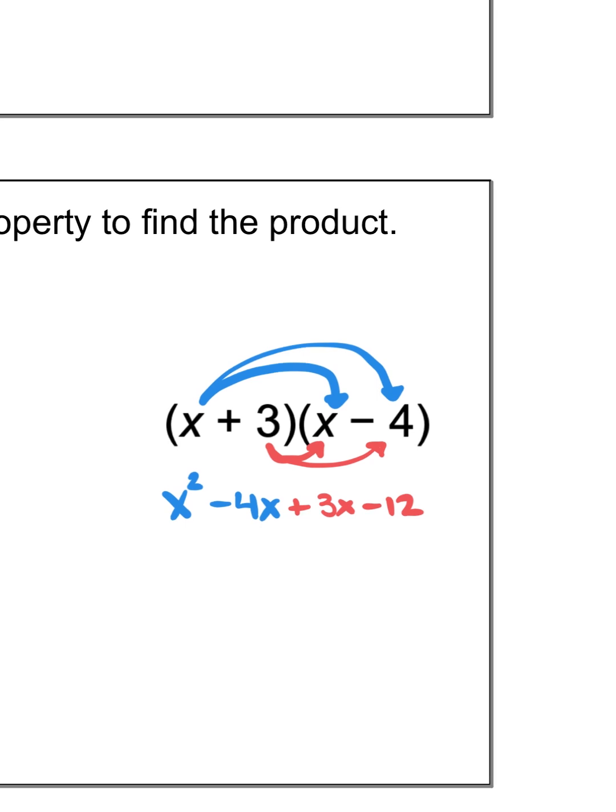From there, we can combine any like terms we have, which most often happen right in the middle. Negative 4x plus 3x. So we're doing negative 4 plus 3, which is negative 1, so negative 1x. X squared goes out front, that minus 12 comes down here at the bottom, and so then we're left here with x squared minus 1x minus 12 for our final answer.